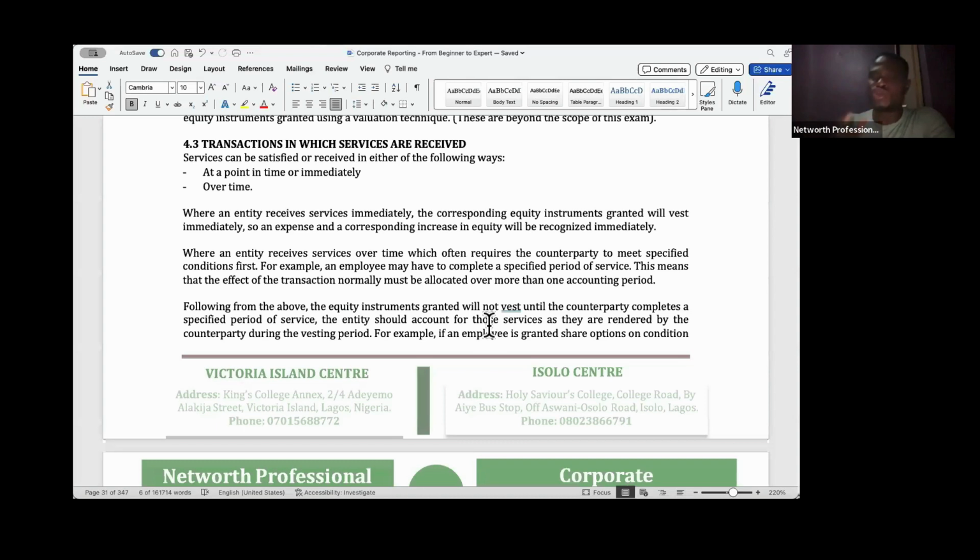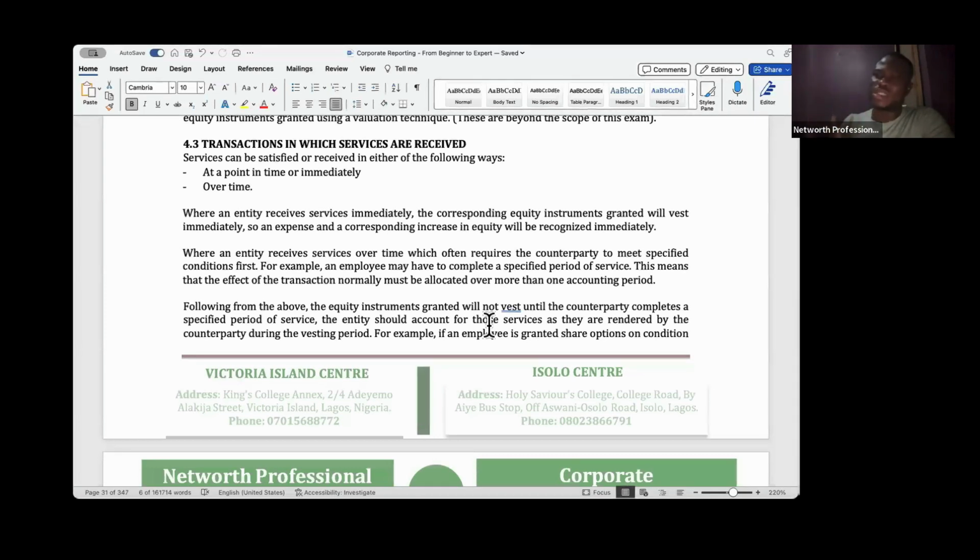That is what we are going to use to measure the value of this equity settled payment in the first year, which we are going to then prorate based on the vesting period. The same thing we will do in the second year. We will also estimate the number of employees that will vest.